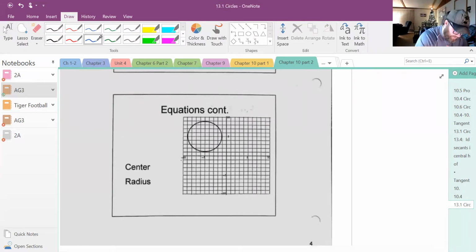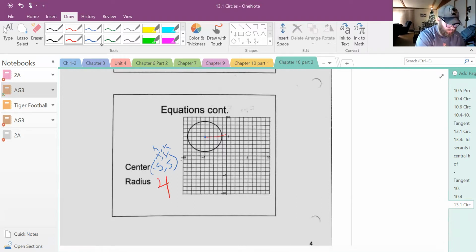Okay, last one. First things first, find your center. So where's my center? Right there. Okay, now what is that? That's negative 5, 5. Remember, x comma y or h comma k. Same thing. All right, what's my radius? Start from the center of the circle, count how many places it is to the outer edge of the circle. We have 1, 2, 3, 4.